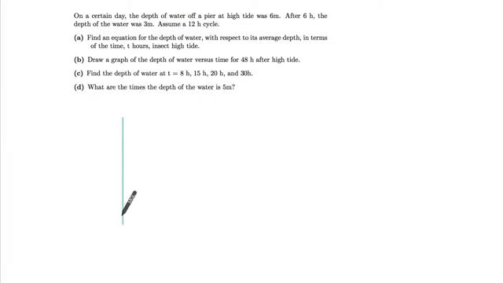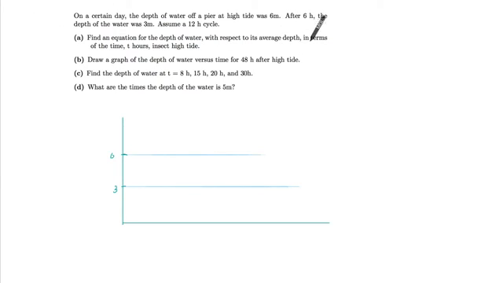On a certain day, the depth of the water at high tide is 6 meters. So let's say this is 3, this is 6. We're starting from here, that's the max, and the minimum is 3. Find an equation of the depth of the water with respect to average depth.